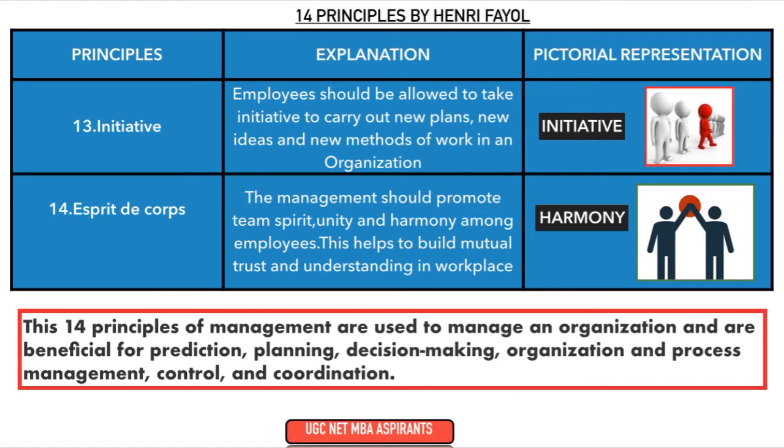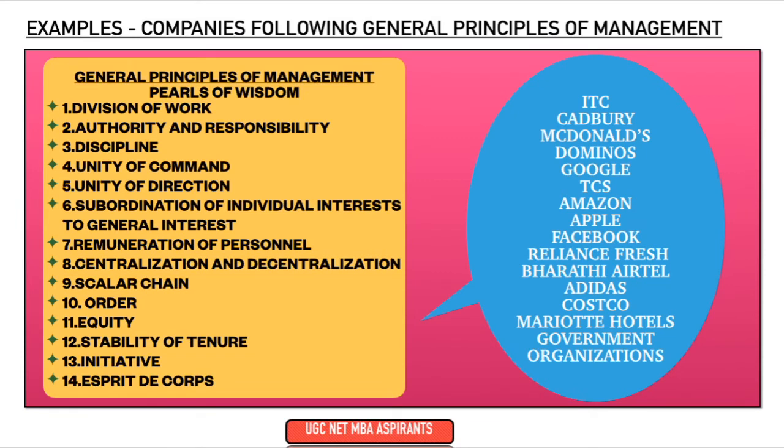So these were the 14 important principles which were given by Henri Fayol, and they are called the general principles of management. Here are some of the examples where the companies follow the general principles of management. So there are 14 principles of management given by Henri Fayol, namely division of work, authority and responsibility, discipline, unity of command, unity of direction, subordination of individual interest to general interest, remuneration of personnel, centralization and decentralization, scalar chain, order, equity, stability of tenure, initiative, and esprit de corps.